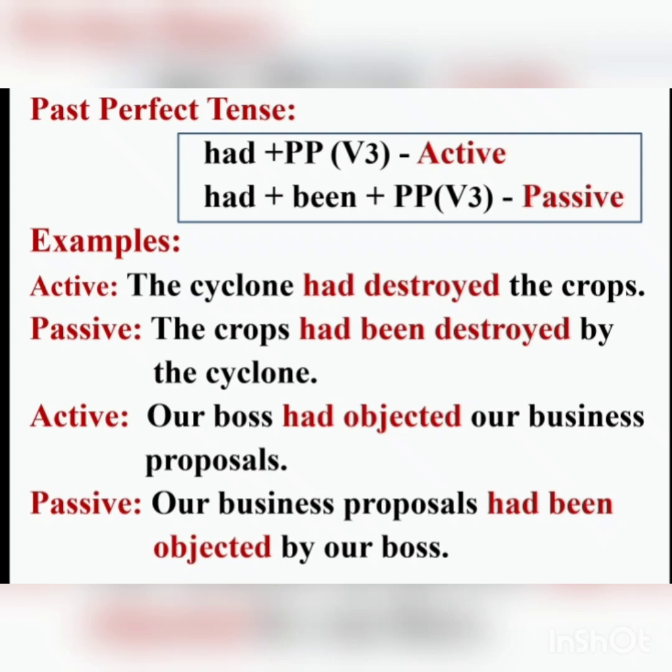Next one, our boss had objected our business proposals. Here the subject is our boss and the object is our business proposals. See, subject is in singular but the object is in plural. Had will be the same for singular and plural. So our business proposals had been objected by our boss.